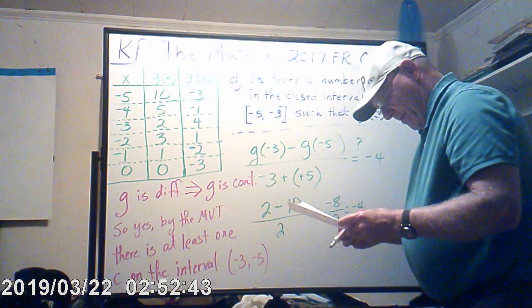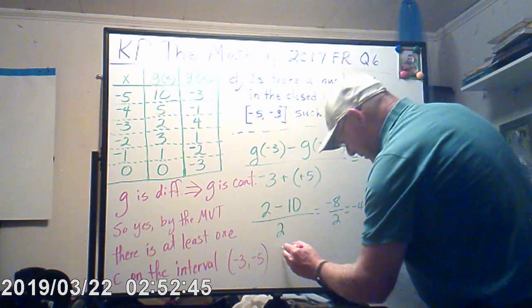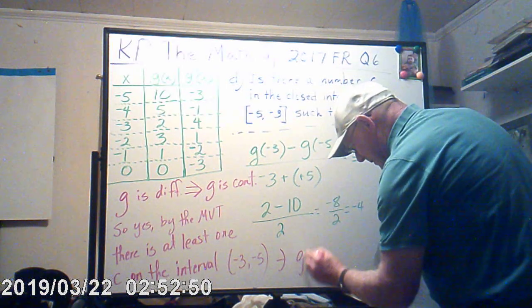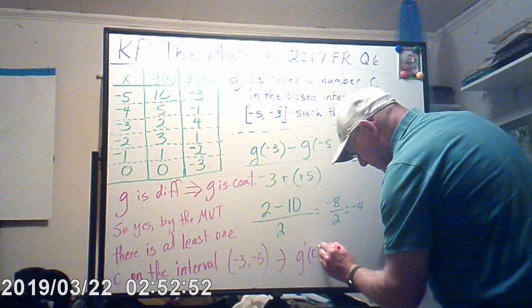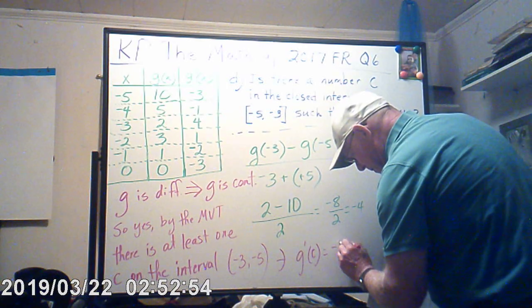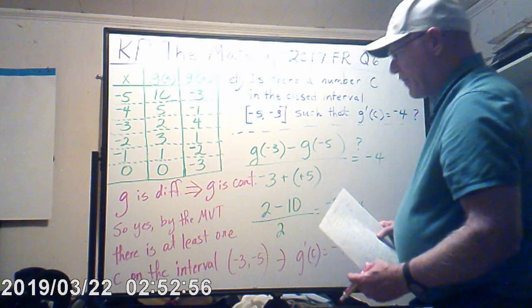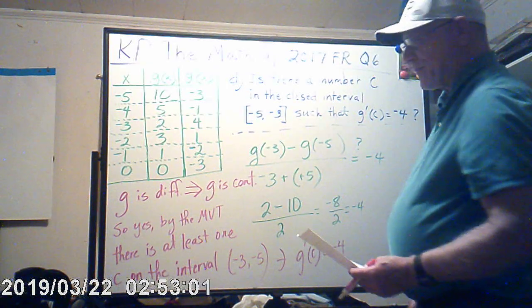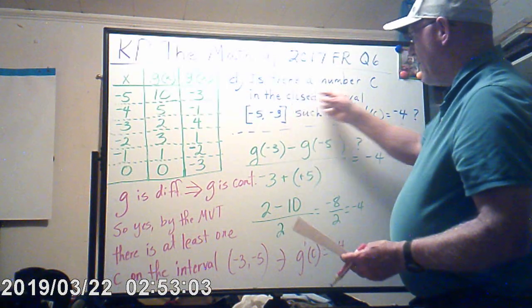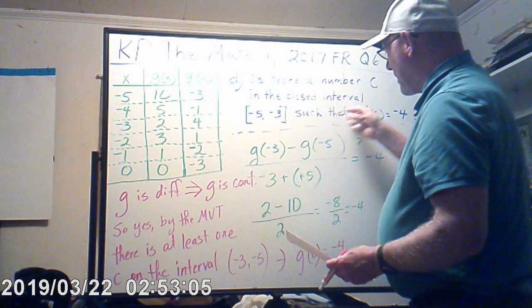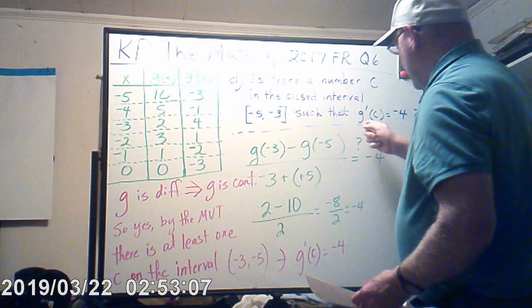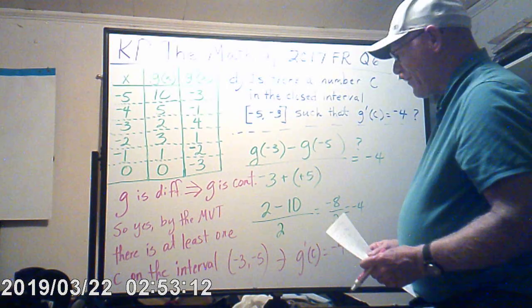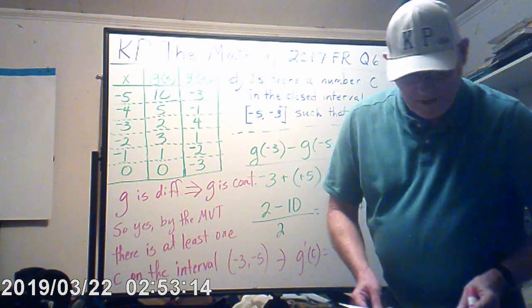Okay, now such that g prime at c is equal to -4. Now, had we not gotten this, we cannot make that conclusion. The question is, is there a number c in this closed interval such that g prime at c is equal to -4? Okay.